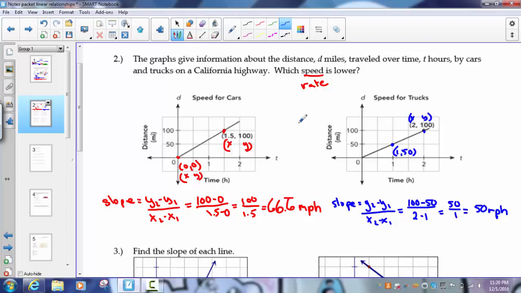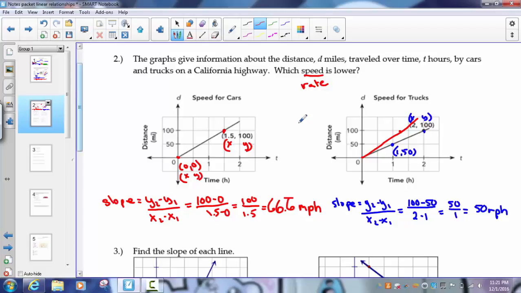The cars are traveling at a rate of 66 miles per hour. Okay? And again, if we put them together on the same axes, this is 0, 0 and 1.5, 100. We see that the car's line is steeper because they're traveling at a faster rate.